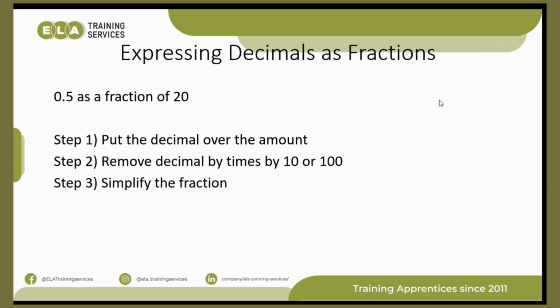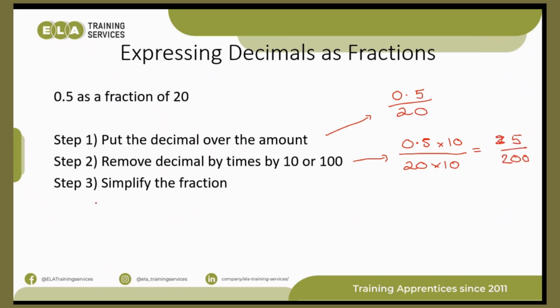Okay. The last thing with expressing is expressing decimals as fractions. So here, what we do is we put the decimal over the amount. So our amount is 0.5 as a fraction of 20. So we put the decimal over the amount, so 0.5 over 20, and we remove the decimal by timesing by 10 or 100. So our top number requires us to times by 10. So 0.5 times 10. Then we have to do the same to the bottom. So 20 times by 10 would then leave us with 5 over 200.